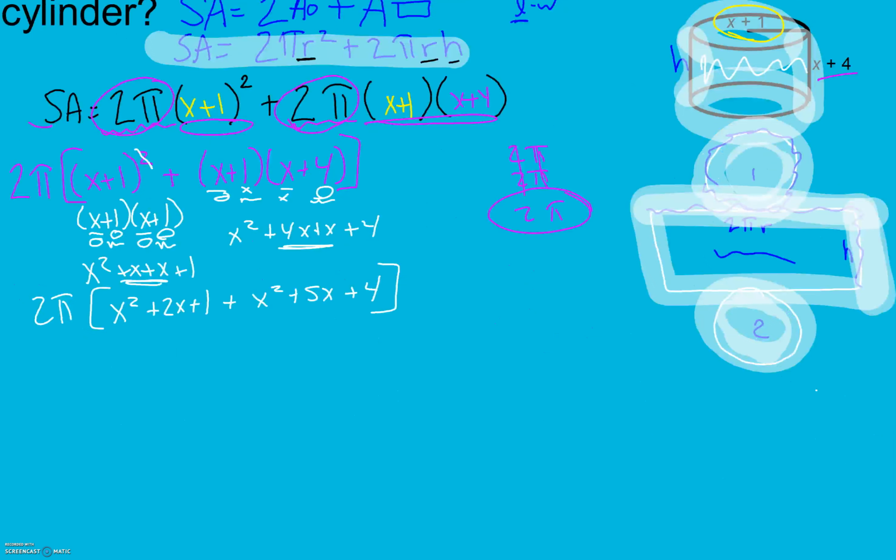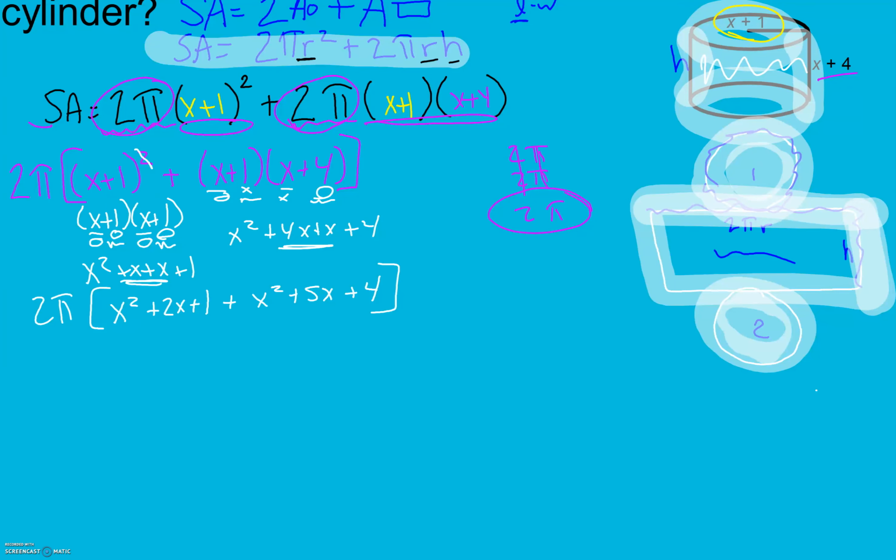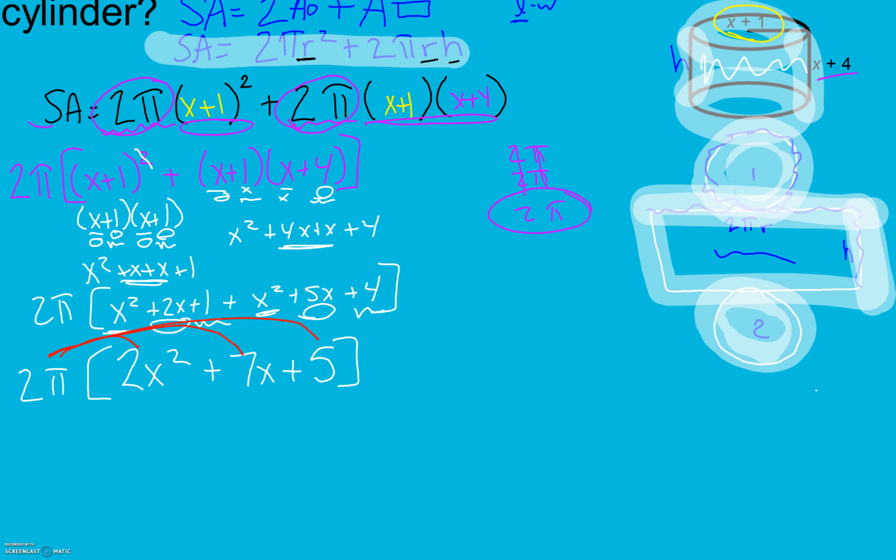Again, we're going to go ahead and combine our like terms. x squared plus x squared, I put my quadratics together as 2x squared. x and x, I put my linear factors together as 7x. And my constants, 1 plus 4, gives me 5. And again, still multiplied by 2 pi. And I'm going to take that 2 pi and I'm going to distribute it in. In order for it to be in standard form, we can't have any more parentheses, and it has to be our biggest variable first. So our biggest degree first.